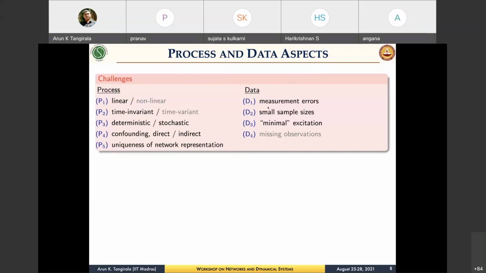On the data side, you'll have to worry about measurement error, sample sizes, minimal excitation. This is again an open area. People have not come up with any results on what kind of experiments you have to carry out in order to reconstruct the network effectively. And then you have to worry about missing observations, irregular sampling, and so on.